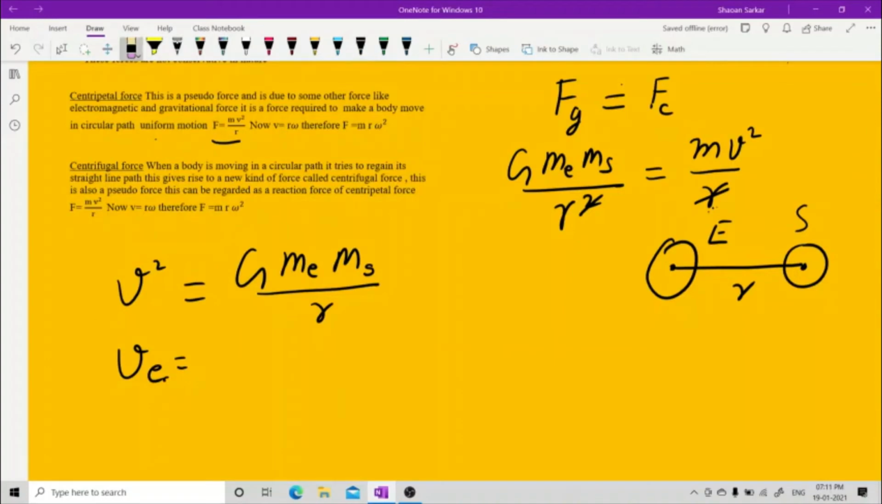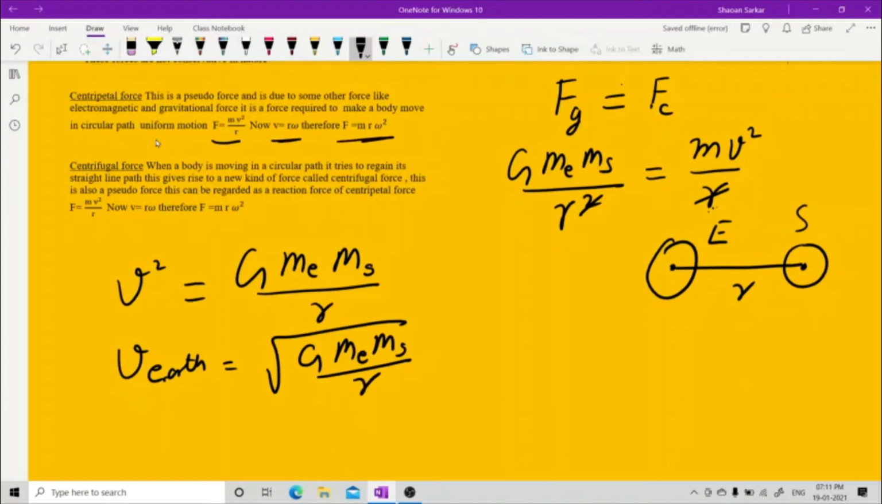Let me write Earth. Earth is nothing but under root of GME, where M is the mass of the Sun, by the radius. Now you see one thing here: I have written V is equal to R omega, and then again I have written this same formula as this one. Now how does this formula come around?